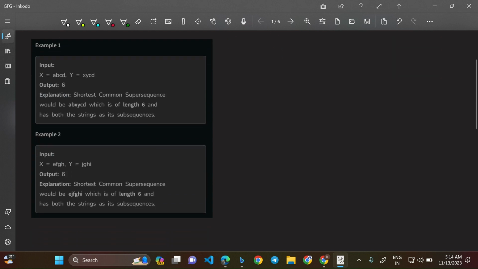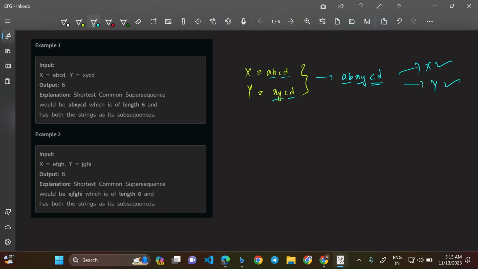This is the first example. x is equal to abcd and capital Y is equal to xycd, and the answer is 6. The smallest string that has both of these as its subsequence is abxycd. Why? You can find ab and cd, so x is found. What about capital Y? You can find xy, and you can find cd and cd. So Y is also found, so you have both x and Y as subsequences.